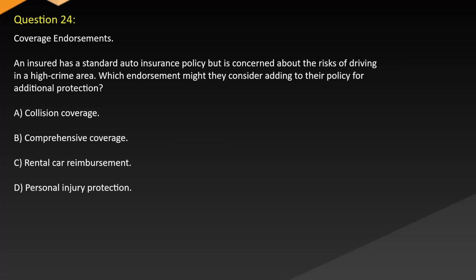Question 24. Coverage endorsements. An insured has a standard auto insurance policy but is concerned about the risks of driving in a high-crime area. Which endorsement might they consider adding to their policy for additional protection? A. Collision coverage. B. Comprehensive coverage. C. Rental car reimbursement. D. Personal injury protection.